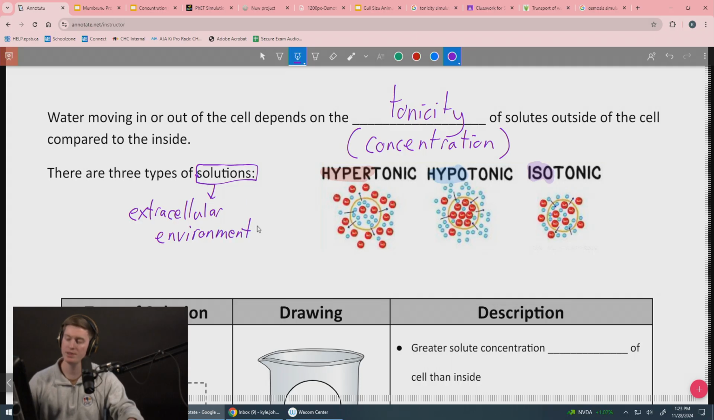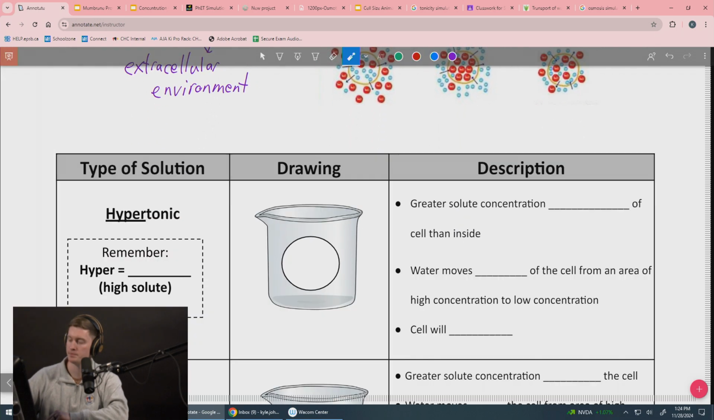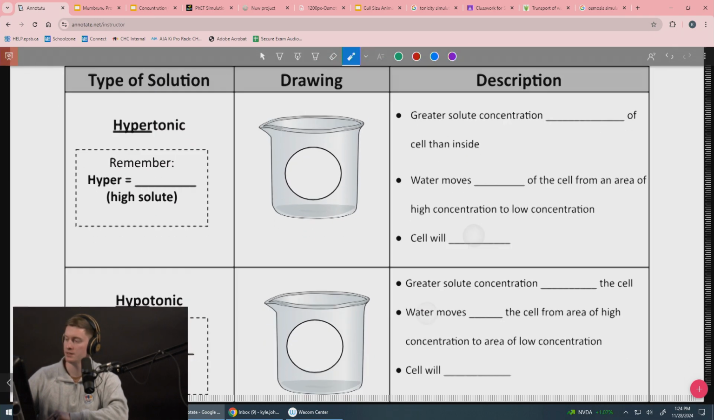When we describe the tonicity of a solution, we're always comparing it to something. This solution is hypertonic to the cell. This solution is hypotonic to the cell. This solution is isotonic to the cell. This always involves a comparison to the cell. Take a look here.